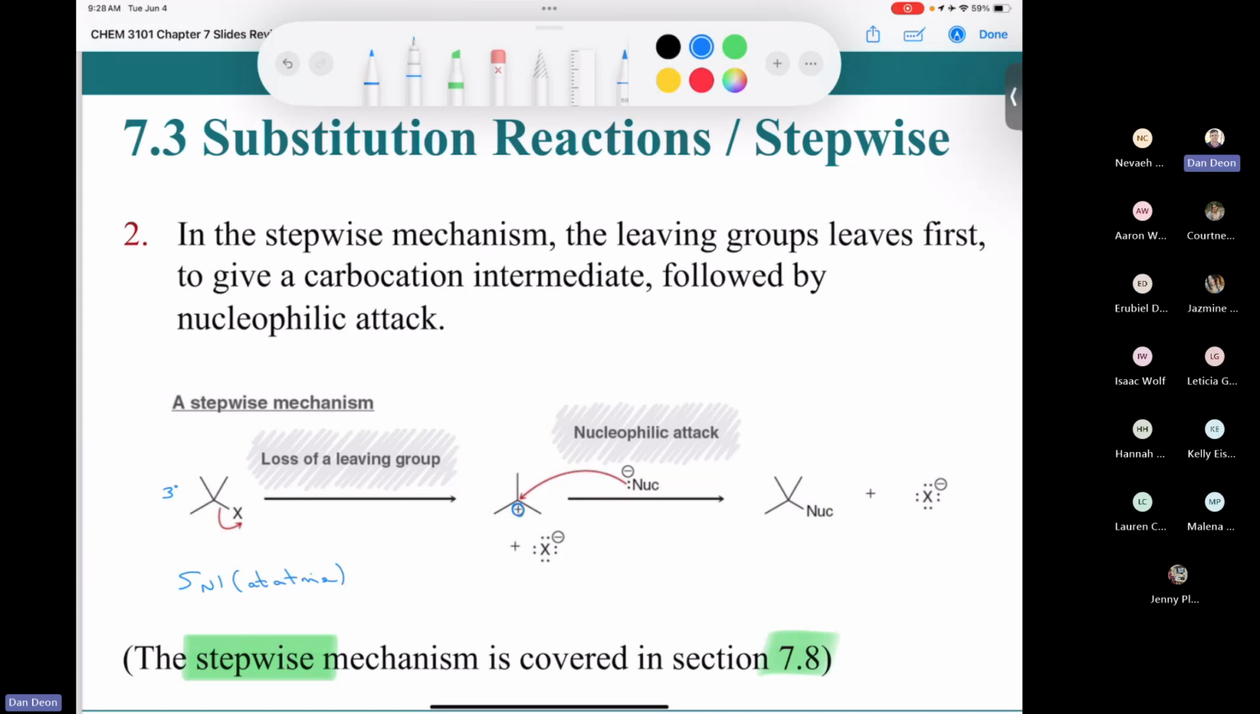So to answer your question, is the loss of leaving group always the first step? Yes, because if it doesn't happen, then you can't have a carbocation for the nucleophile to attack. All right. If the nucleophile attacked and you didn't lose the leaving group, the carbon would have 5 bonds, right, which would be impossible. Okay. Does that help a little bit? I hope so.